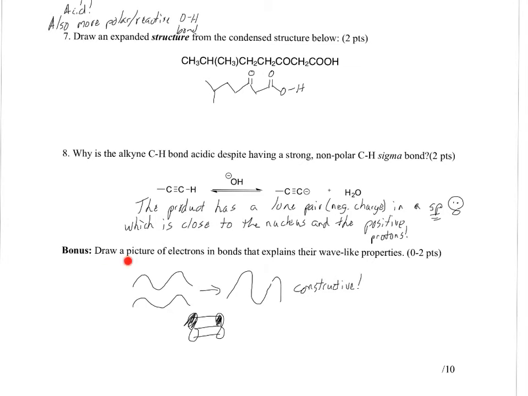The final one says draw the picture of electrons and bonds that explain the wave-like properties. You can show two waves coming together to make a bigger wave, that constructive interaction. That's where we get the shading. The shading comes from imagining the top part of a wave. This is the bottom part of the wave below sea level. But that doesn't mean where the electrons are at.